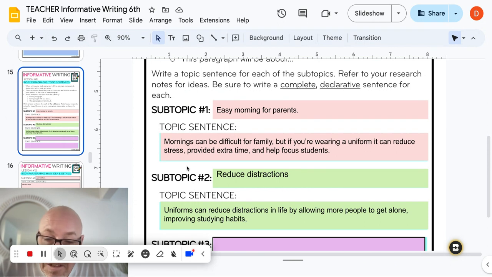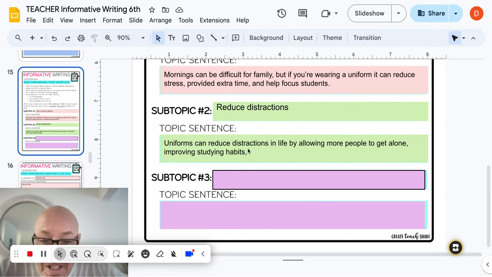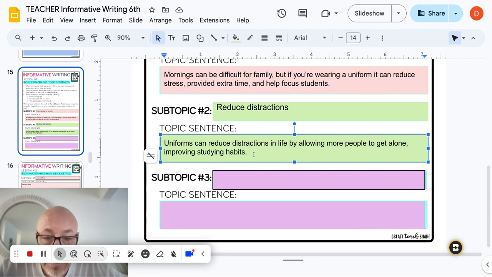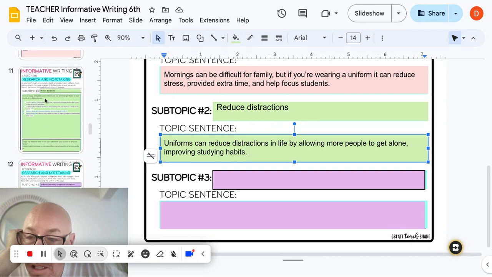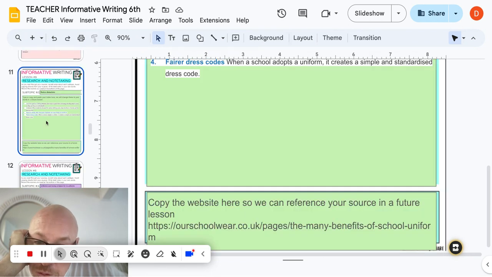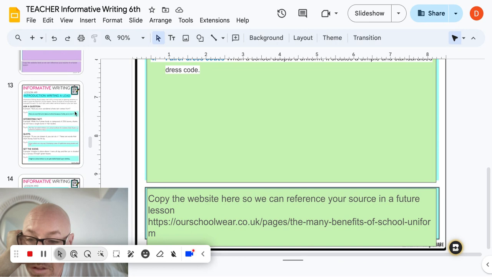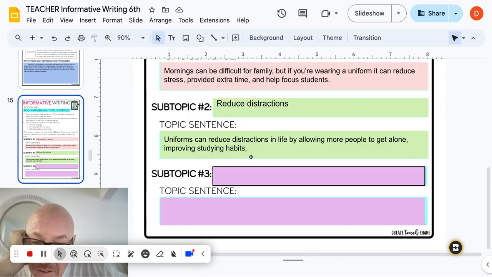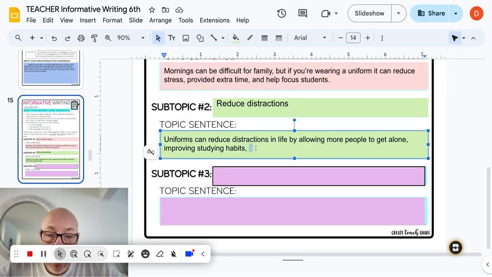Coming back to slide number 15. Let's improve study habits. Ooh, I lost what I was thinking. Sorry. Let me go back up here. You will too. That last one was fairer dress code. That's right. So I'm going to go back down here. And create a fairer dress code.